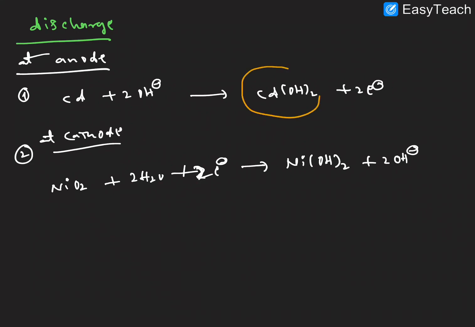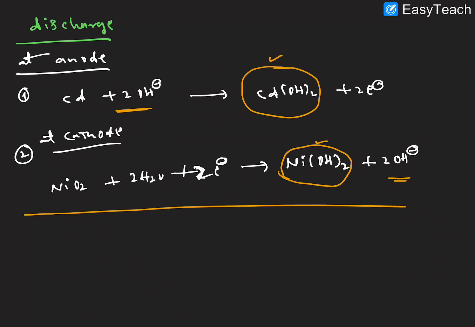So during the discharge, cadmium hydroxide and nickel hydroxide are formed, and we can recharge. These two consume and produce OH minus, so the basic nature remains the same. Here also OH minus is there, and here also OH minus is there.